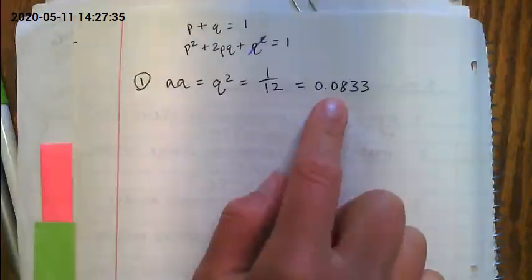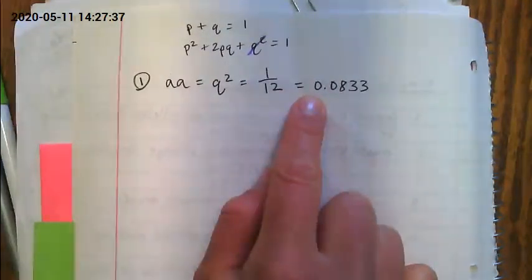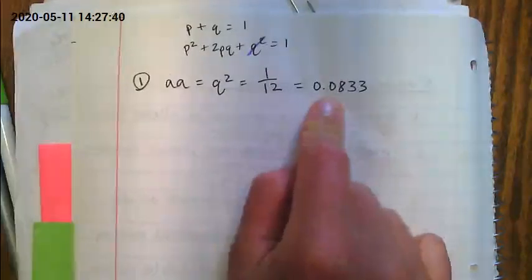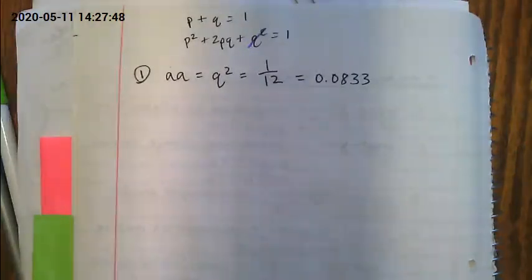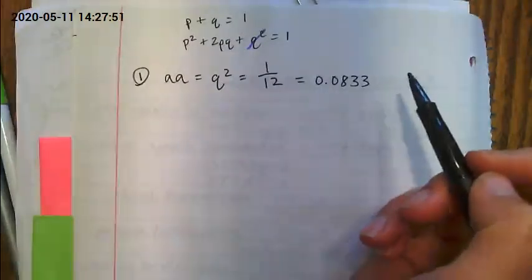Okay, so that's our first step. So now we know what Q squared equals. Q squared equals this. What could we find next using these two equations and your knowledge of algebra? What else could we find?